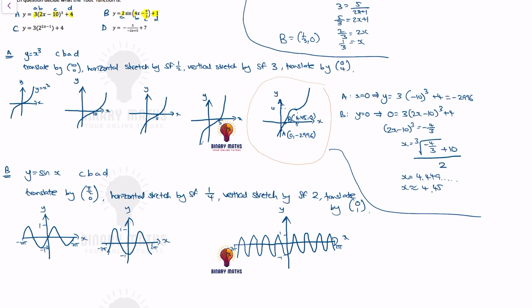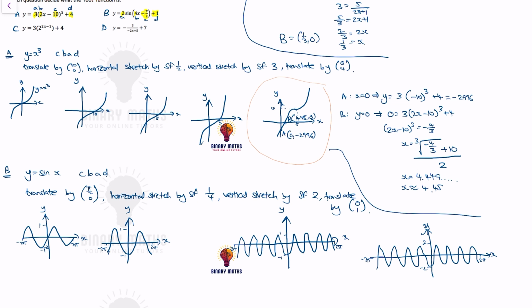Okay, vertical stretch by scale factor 2 means you're going to get the same shape, but it's going to go from 2 to minus 2. So if I want to draw it in here, y and x, same shape still, 1, 2, 3, 4. This is 2 pi, and 1, 2, 3, 4. This is minus 2 pi. Then it's going from 2 to minus 2 now.